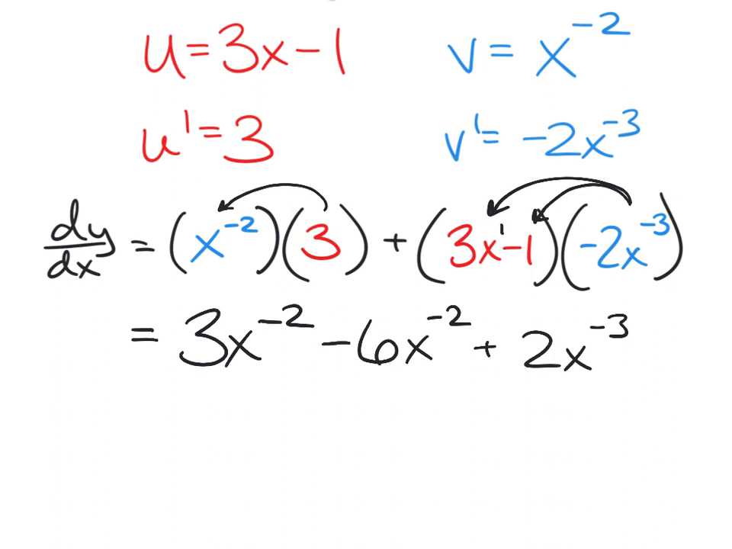Are there any like terms here? Yeah, x to the negative 2's, right? So we have 3 and we subtract 6. That means we have negative 3x to the negative 2 plus 2x to the negative 3.